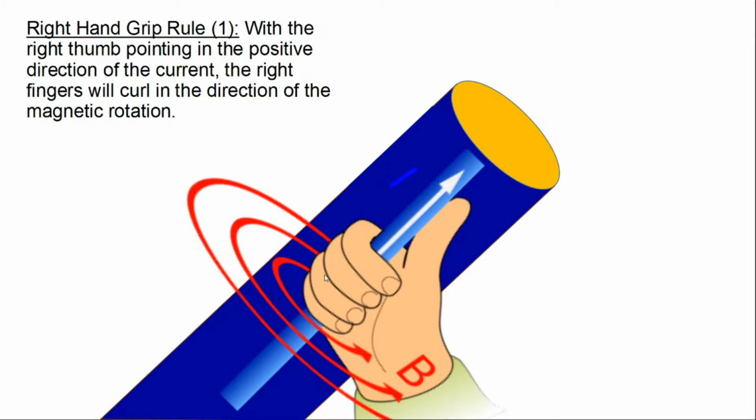But if you hold your thumb in the direction of current flow, and again, we're talking conventional current flow, with your right hand, it's important that you use your right hand, the fingers of your hand will wrap around the wire in the direction of rotation of the magnetic field. So here, the illustration is showing the current flow in this direction right here. And the fingers are wrapping around the wire in a counterclockwise fashion as long as I'm looking down this direction. So the magnetic field lines are going to be rotating around in this direction.